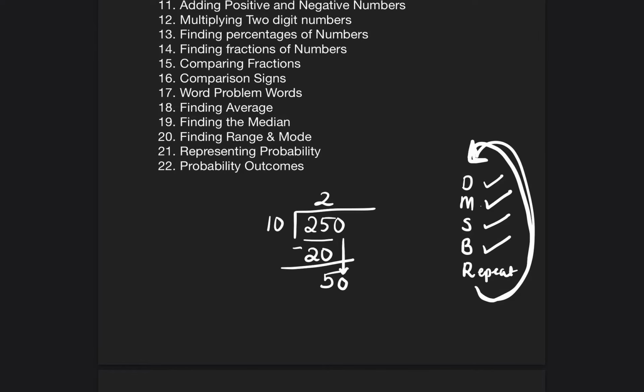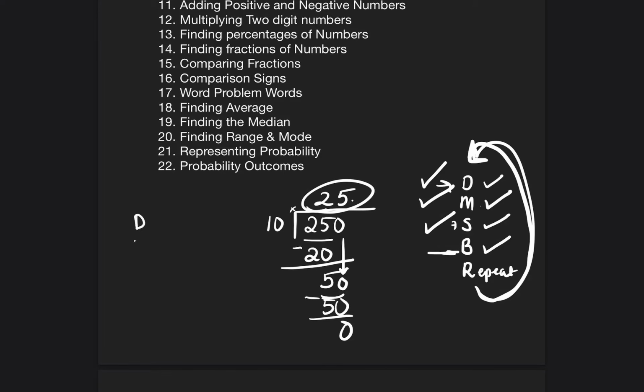So again, I'm going to divide. Now I'm dividing into 50. 10 can go into 50 5 times. So I divided. Now I'm going to multiply. 5 times 10 is 50. So I multiplied. Now I'm going to subtract. 50 minus 50 is 0. And there's nothing left to bring down, so then I must be done. So 250 divided by 10 is 25.